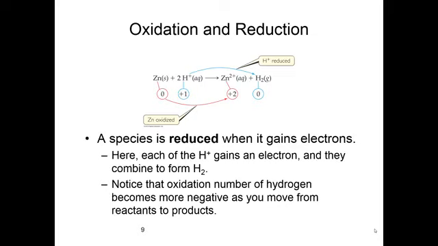In a similar vein, a species that is reduced gains electrons. Here, each of the H plus gains an electron and they combine to form H2. Notice as you go from H plus on the reactant side to H2 on the product side, the oxidation numbers go from +1 to 0. The oxidation number got more negative as you move from reactants to products. This is a sign that hydrogen is reduced.